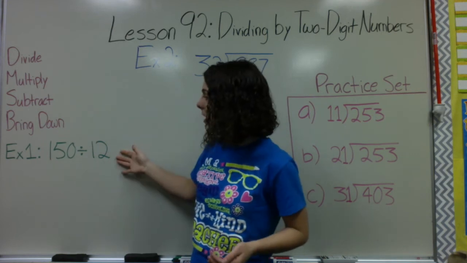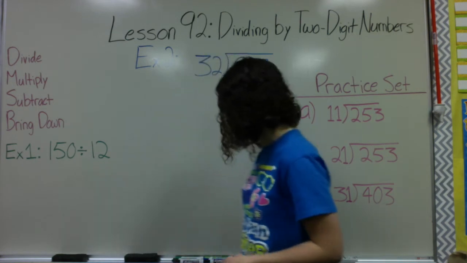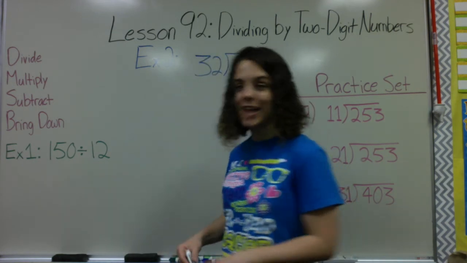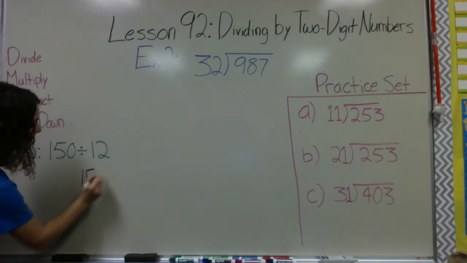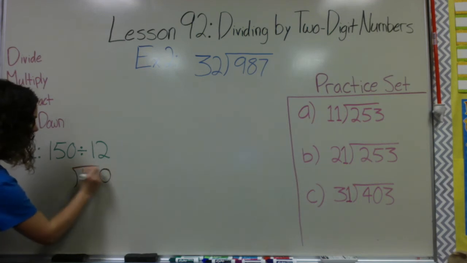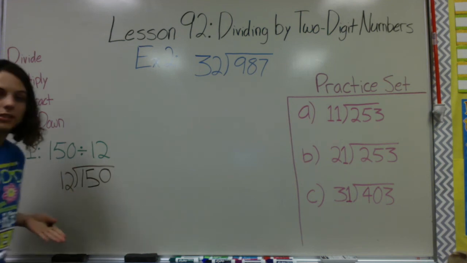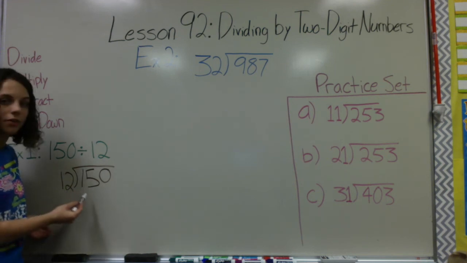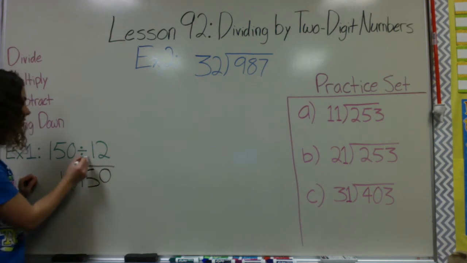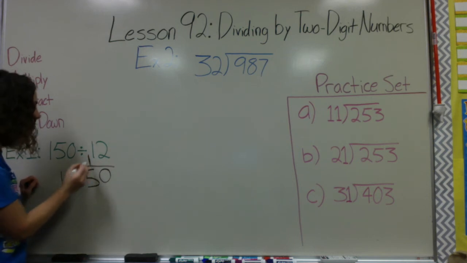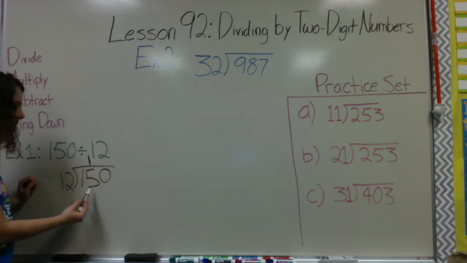So example 1 is what we're going to look at first. I have 150 divided by 12. So I'm going to set it up the exact same way. I have 150 divided by 12. I'm going to ask myself, how many times can 12 go into 15? I know it can only go in once because 12 and 15 are pretty close, and 12 is pretty large. I'm going to put my 1 above the 5 because that says that 12 goes into 15.